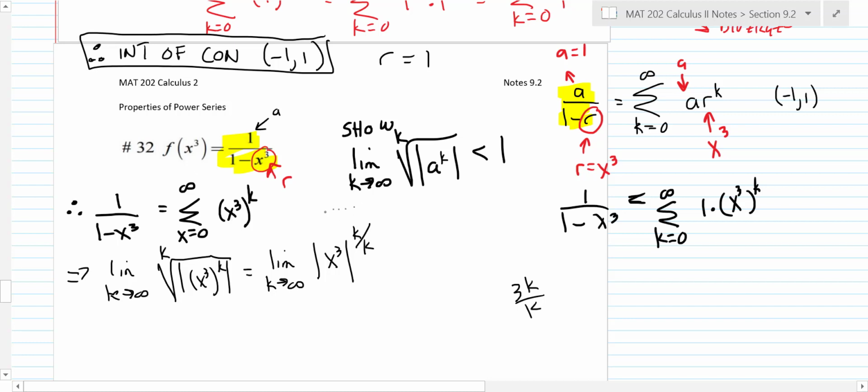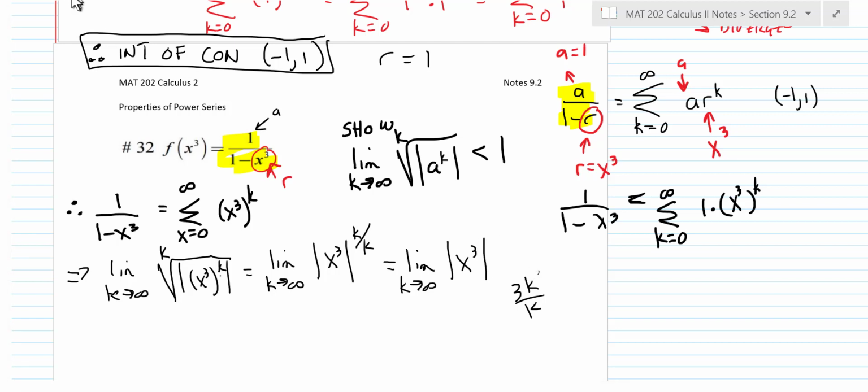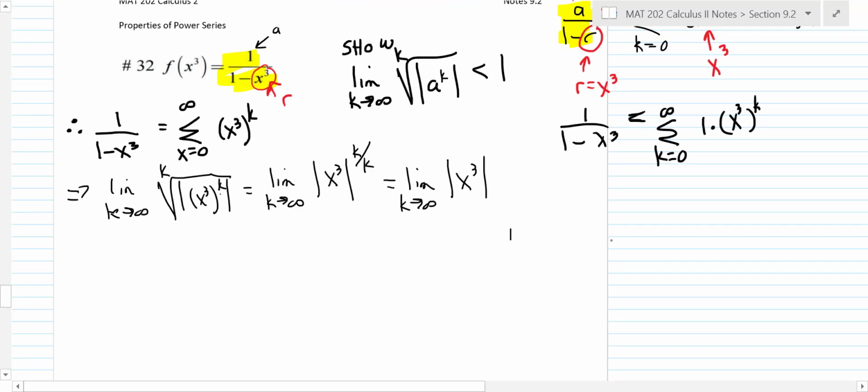Hold on, that would be x to the third, and k over k gives you 1. So that's the limit as k goes to infinity of the absolute value of x to the third. We just did the k root of something to the k power. It undid itself. Okay, are you with me so far?